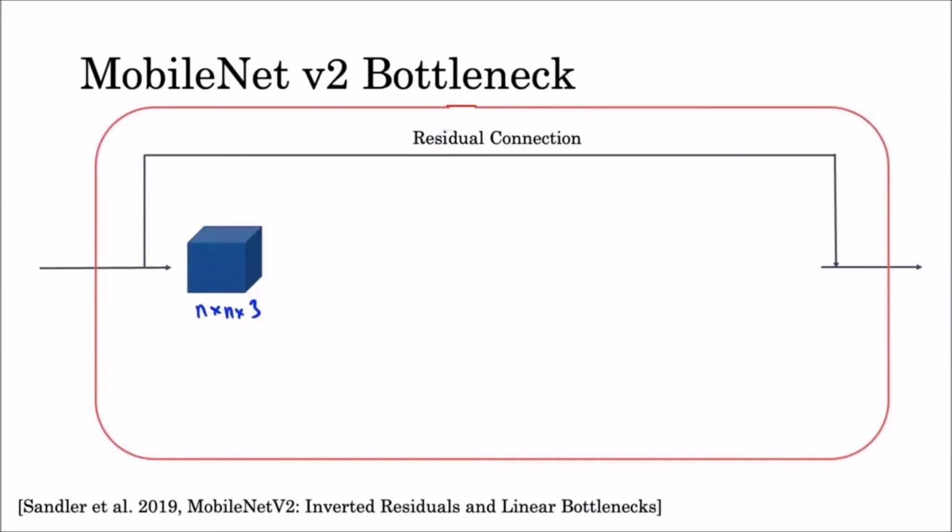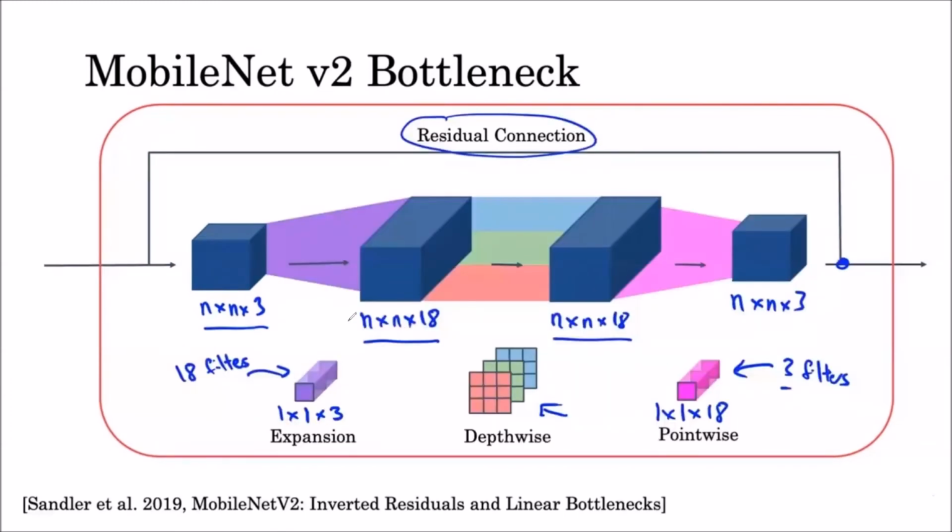Now we are discussing the MobileNet V2 bottleneck block. Since the depthwise convolution and pointwise convolution of MobileNet V1 have been discussed, we are now discussing the MobileNet V2 bottleneck block. We are taking the input block, maybe n by n by 3. After that, we are using a pointwise convolution, meaning 1 by 1 by 3. Because we have 3 channels, the filter also has 3 channels, so it is 1 by 1 by 3. And we are taking 18 such filters. Now it is expanded to n by n by 18.